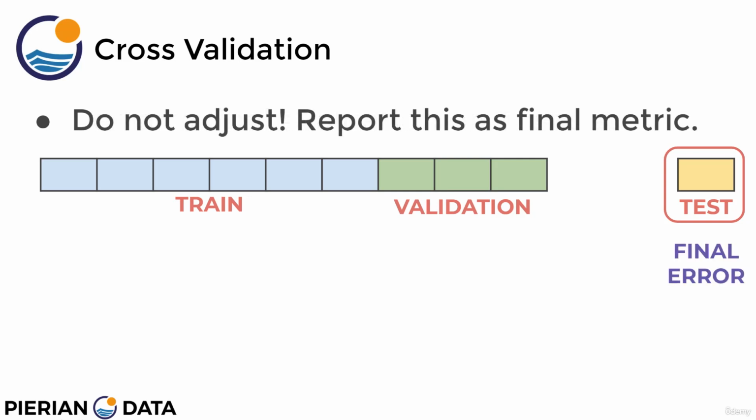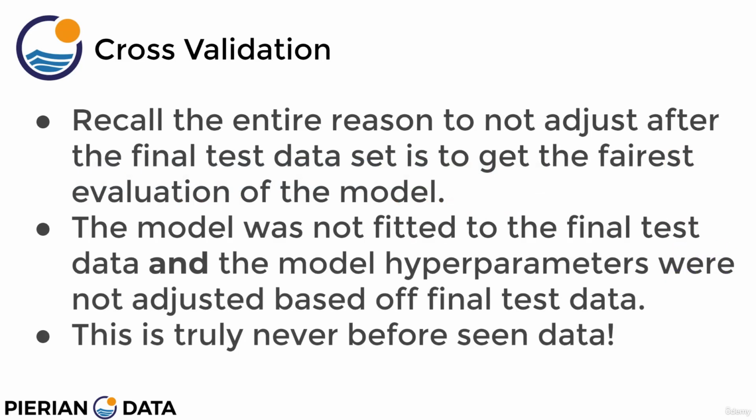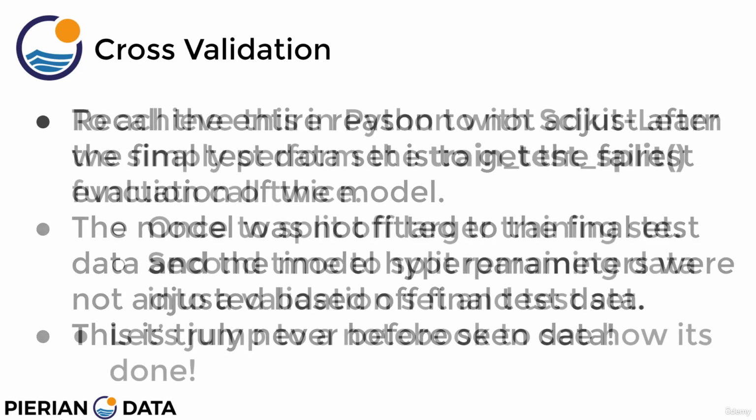And the main thing to know here is that this is the final error report and you are not allowed to adjust the hyperparameters. The only true purpose of this final test set is to get some sort of metric for your model to just kind of take note of. That way you can report that to your boss and say, this is what I expect my model to perform with on truly unseen and unadjusted data. All right. So again, recall the entire reason to not adjust after the final test data set is to get the fairest evaluation of the model. The model was not fitted to the final test data, and the model hyperparameters were not adjusted based off the final test data. This is truly never before seen data.